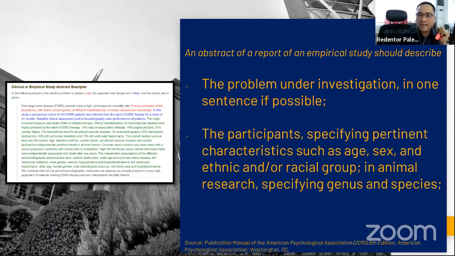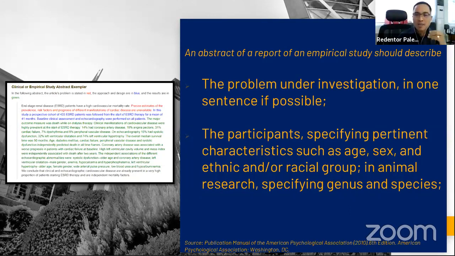In the Publication Manual of the American Psychological Association, it pointed out several characteristics, things that would be in place in your abstract. So if your paper is an empirical study, then we have the following things that should be included in your abstract. On the other side of the slide, you have an example, an exemplar. I will give you the references on the later part.